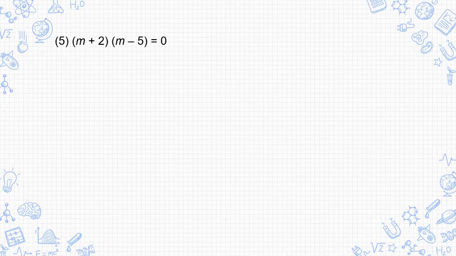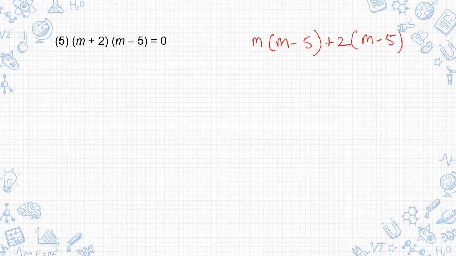Okay, fifth one. Let's see whether this is a quadratic equation or not. We have m plus 2, m minus 5 equal to 0. So in this case, first what we'll do is we'll try to do the bracket to bracket multiplication. So you multiply m with m minus 5 plus 2 into m minus 5 equal to 0.